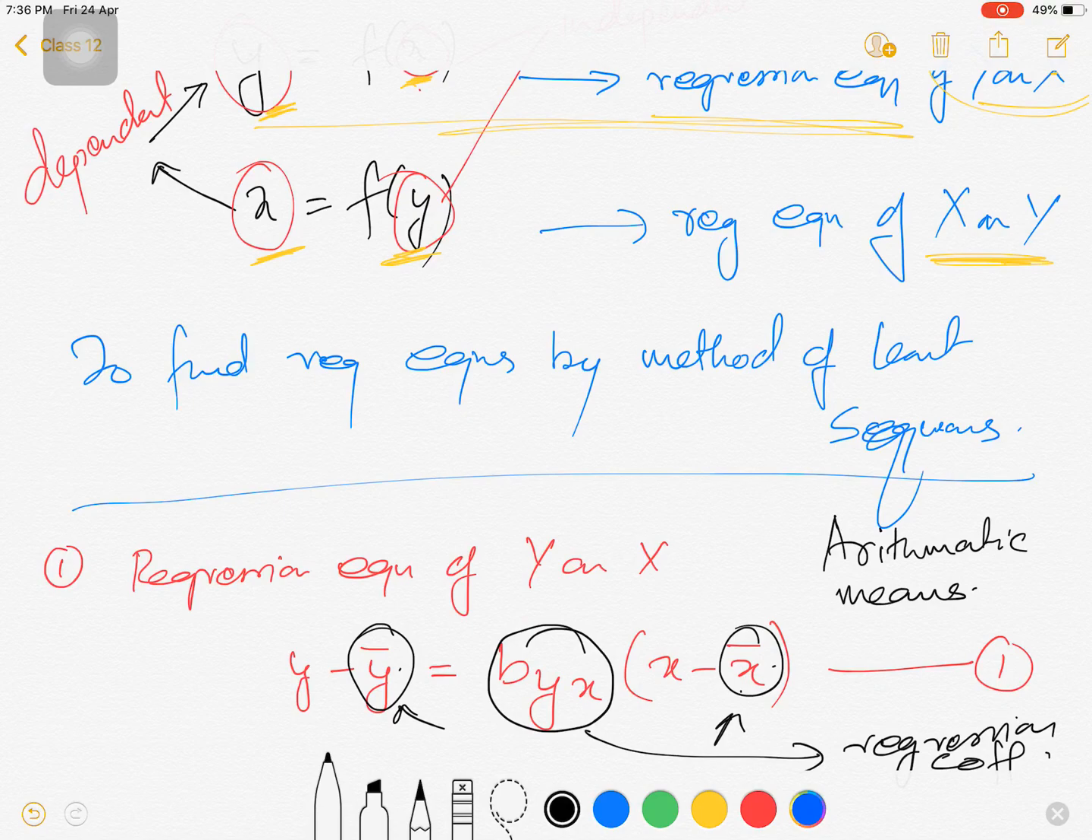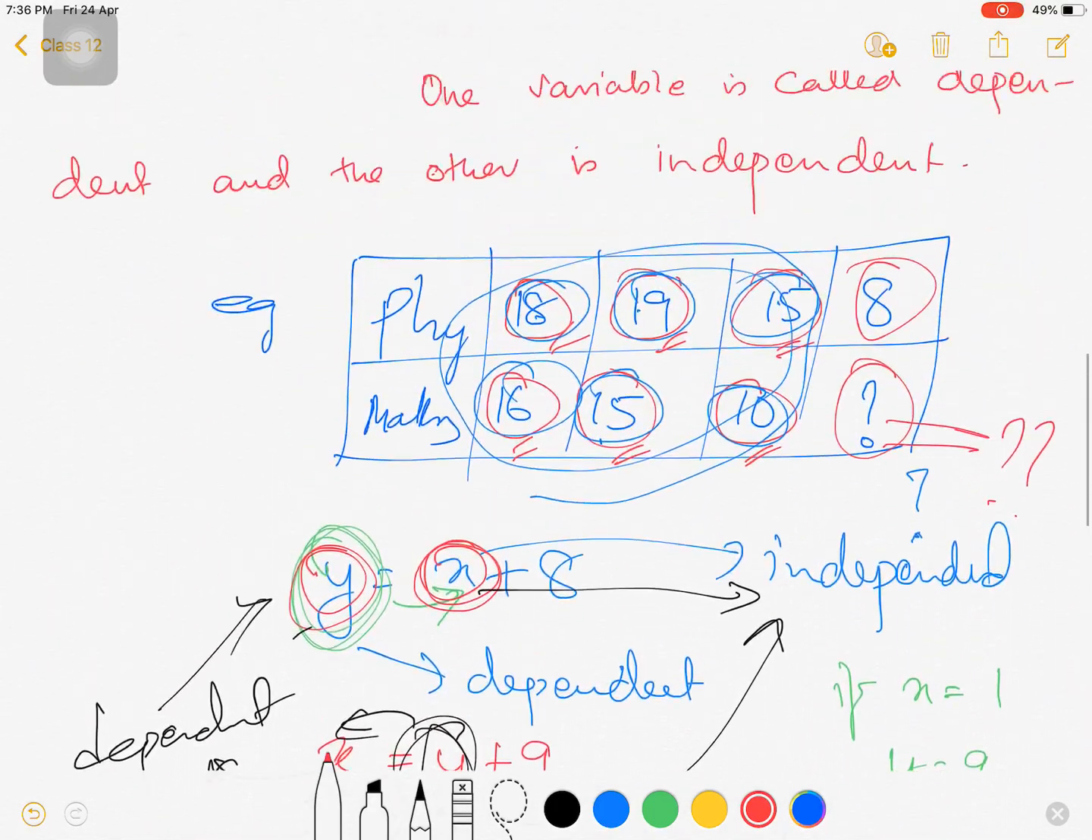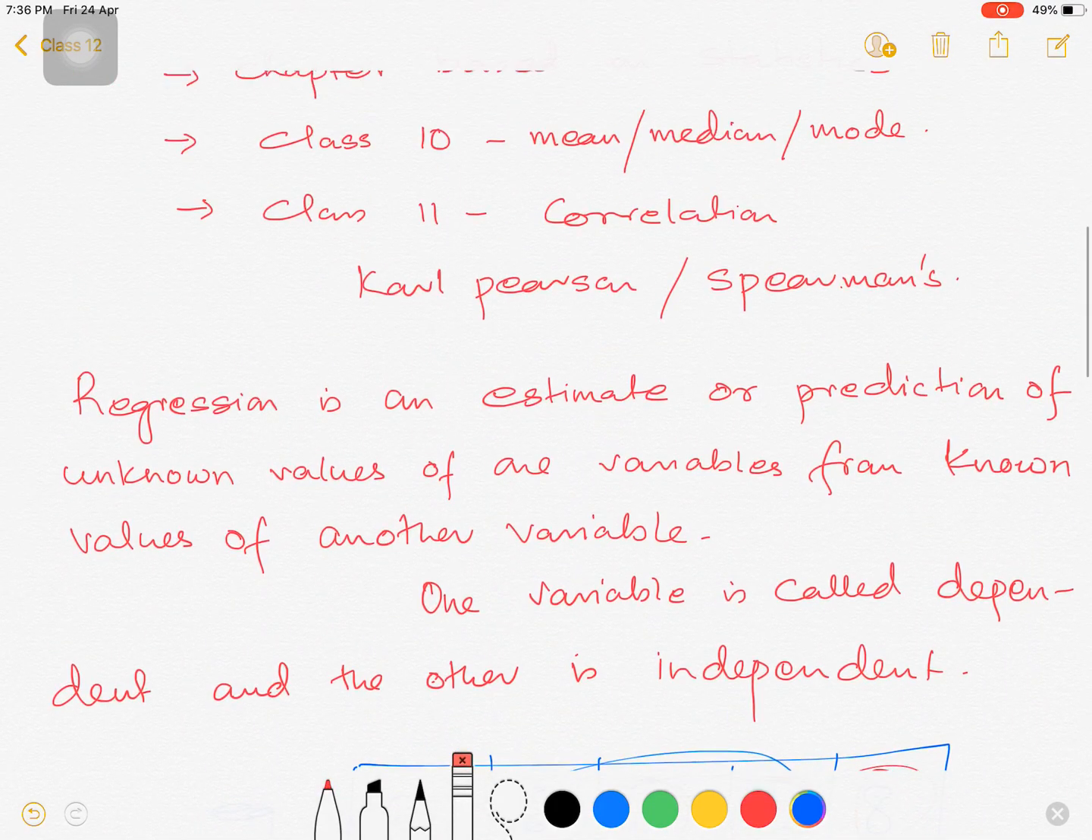So how to make the regression equation of y on x? y minus y bar equals byx times x minus x bar. As you see, x and y are the variables of the equation. You got it, isn't it? Great.